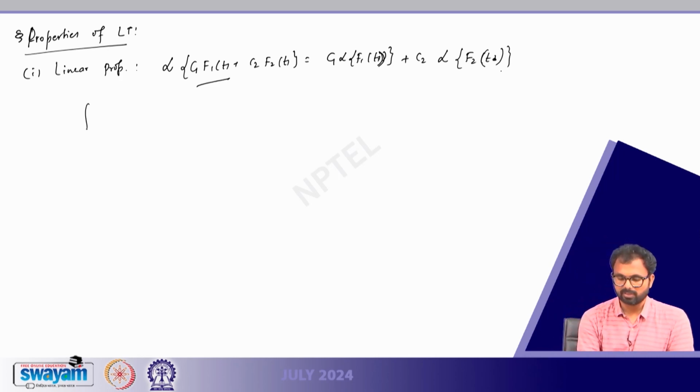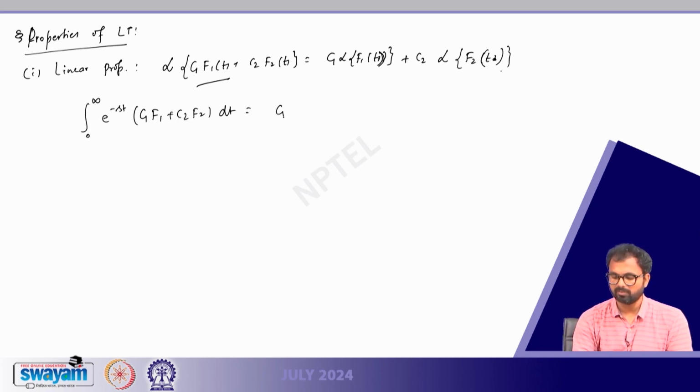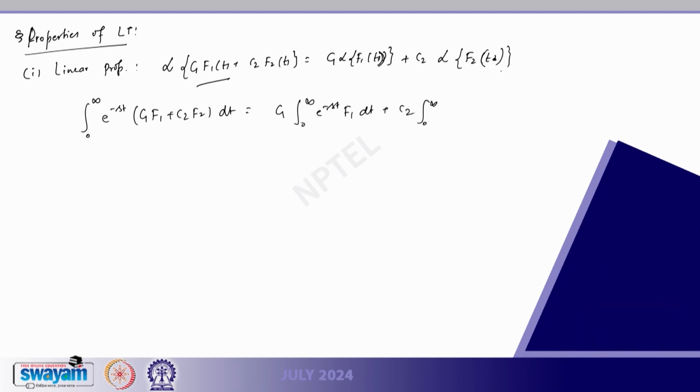The proof is very simple, because when you write the integral from 0 to infinity of e to the power minus st times (c1 f1(t) plus c2 f2(t)) dt, this can be written as c1 times the integral from 0 to infinity of e to the power minus st f1 dt plus c2 times the integral from 0 to infinity of e to the power minus st f2 dt. Now this is the Laplace transform of f1 and this is the Laplace transform of f2. So this is c1 L of f1 plus c2 L of f2, right? So of course the Laplace transform is linear.